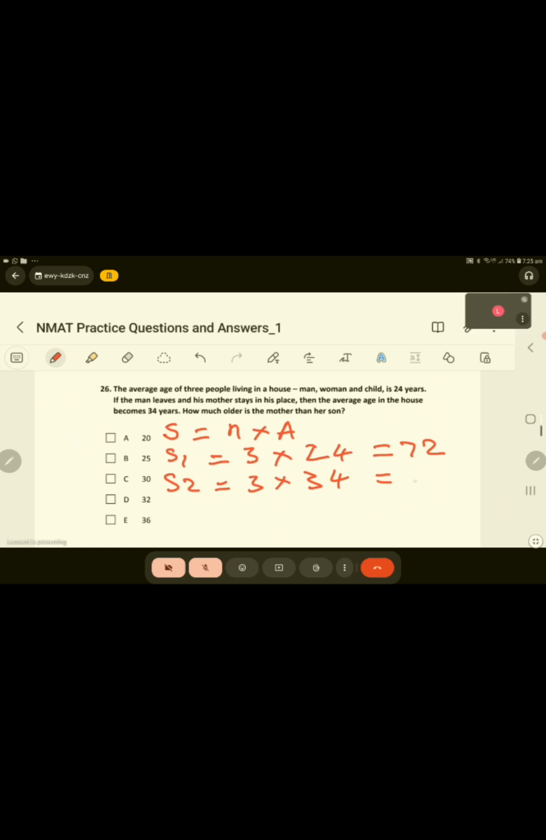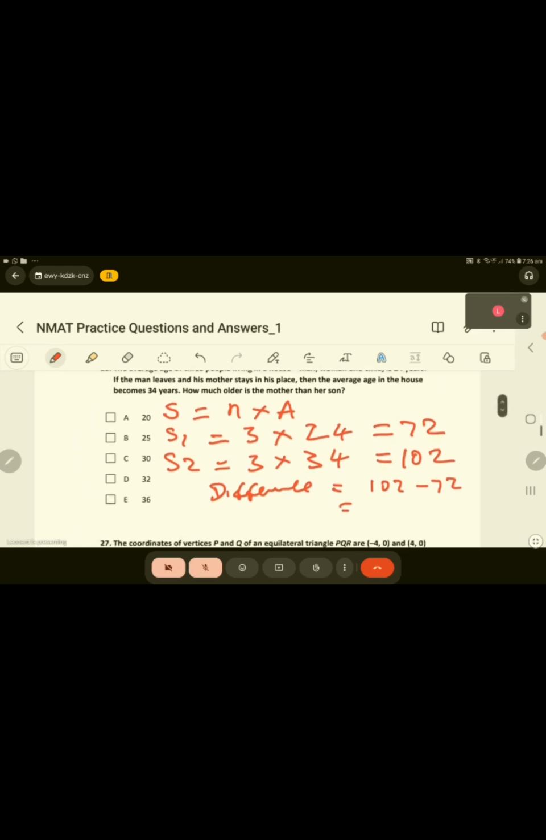So the difference is the edge. Remember, this looks like the first question we answered. So the difference, 102 minus 72. That's one. No, 102 minus 72 is 30, right? Sorry. 30. Okay.